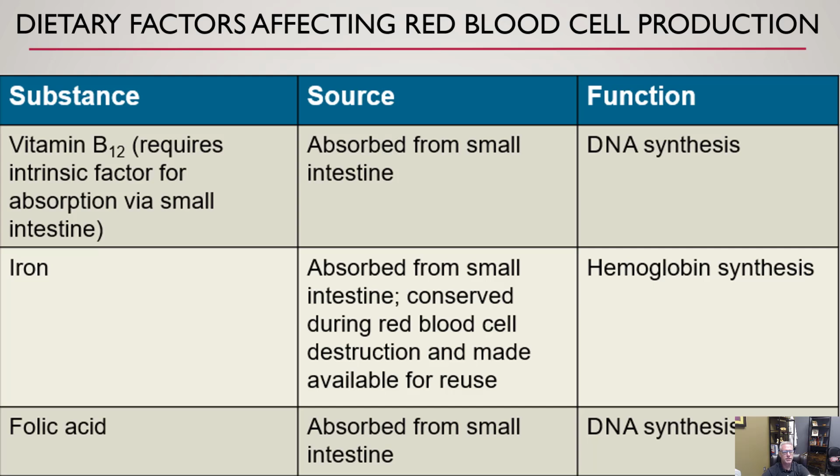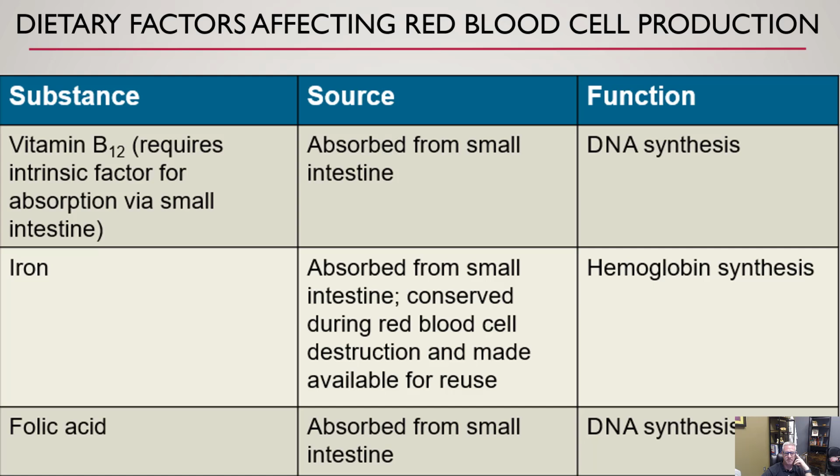Okay, so here's just a table of what we talked about is required for blood cell production: vitamin B12, iron. So B12 is absorbed from the small intestine, and it's going to be used for DNA synthesis, but it also requires this intrinsic factor for absorption from the small intestine. Iron is going to be used for hemoglobin synthesis. It's also absorbed from the small intestines, and folic acid is going to be used for DNA synthesis. It's absorbed from the small intestine as well.